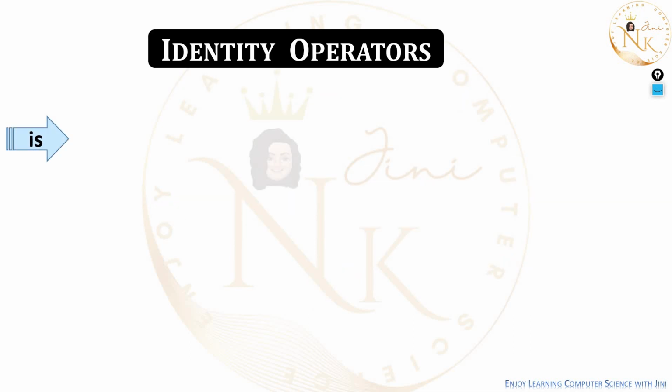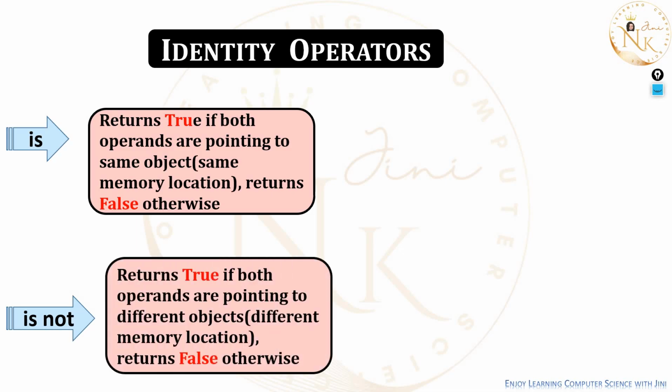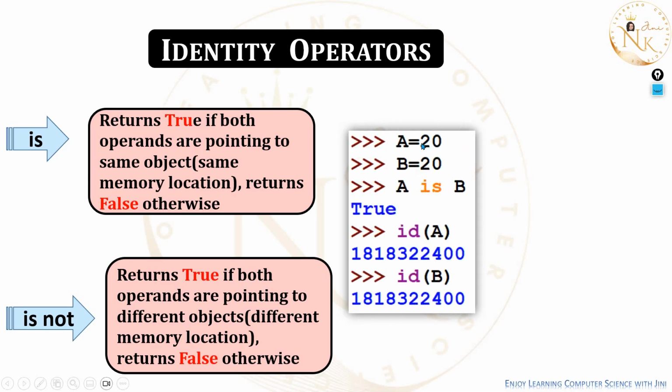Identity operators return true if both operands are pointing to the same memory location. Okay, otherwise it returns false. So is not is the opposite. If it is not pointing to the same memory location, it returns true. Otherwise, it returns false. You can see here A is equal to 20, B is equal to 20. What is the memory address of A? It is this one. The memory address of B is also the same one. So A is B will become true.